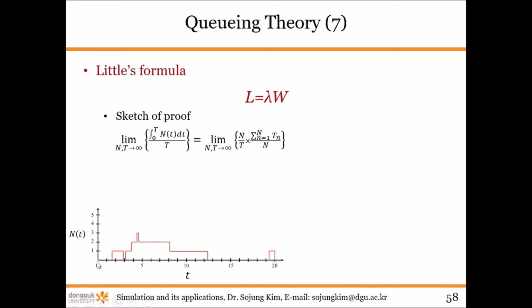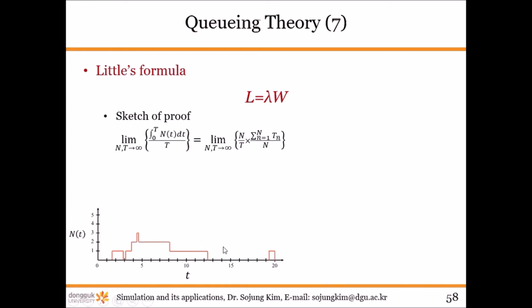So from 0, there is no customer. Then one customer enters the system and then leaves the system, and another customer enters the system, and a second one also enters the system, and so on. So you have this kind of graph. To understand this graph, it helps you understand how many customers are in the system over the time, right?